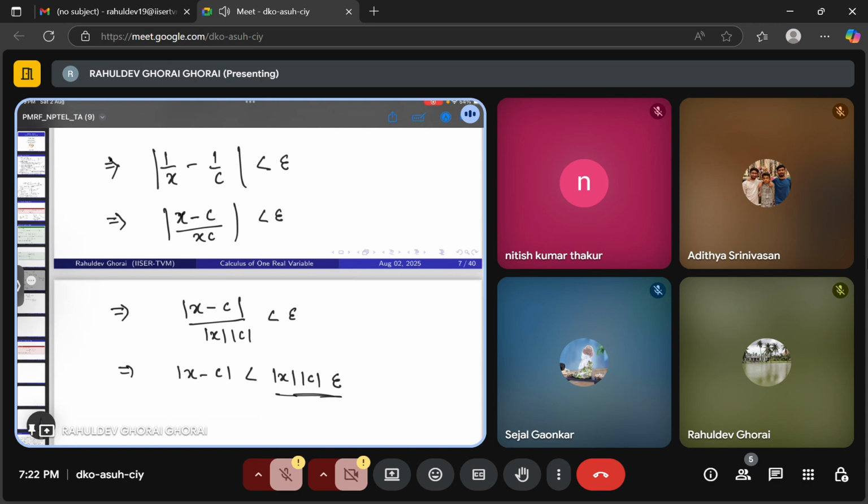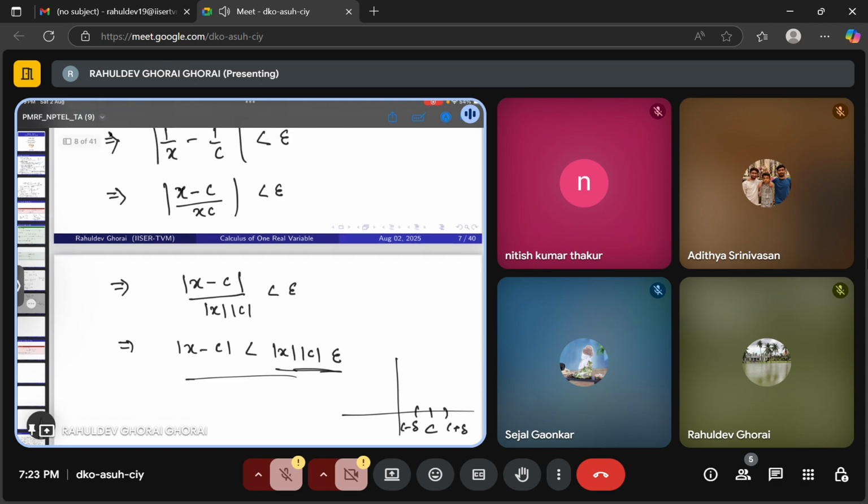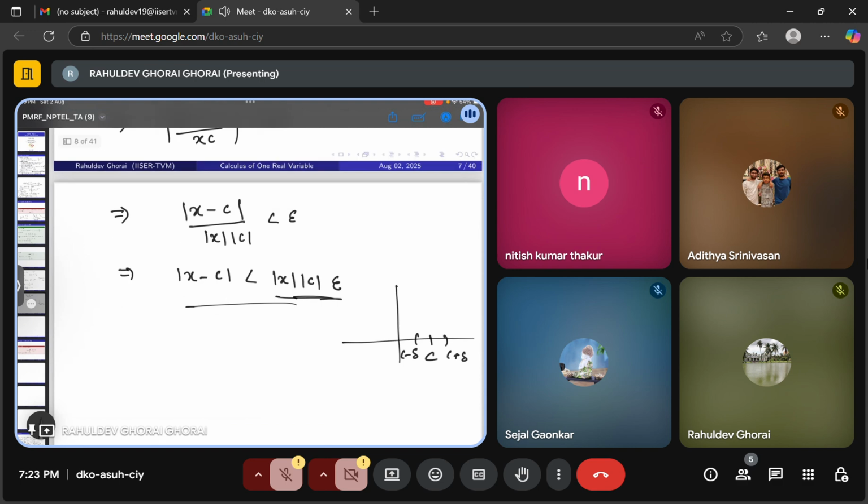Now your delta, you cannot choose delta like this because delta will then depend on x. So that we cannot do. So we have to be careful here. So what do we do? You have a point c, and you have to take a delta such that for all x from c minus delta to c plus delta, this will be true.